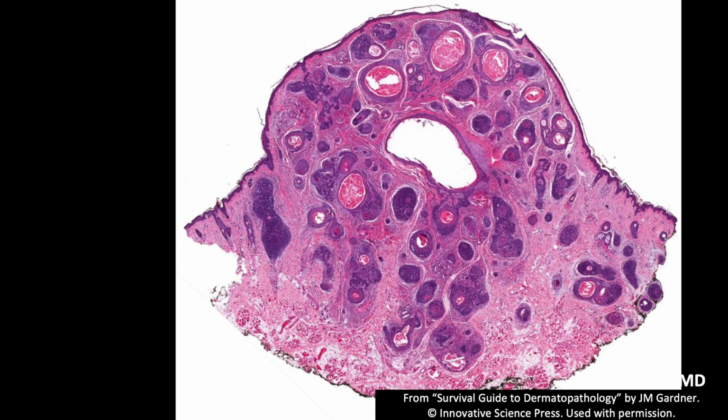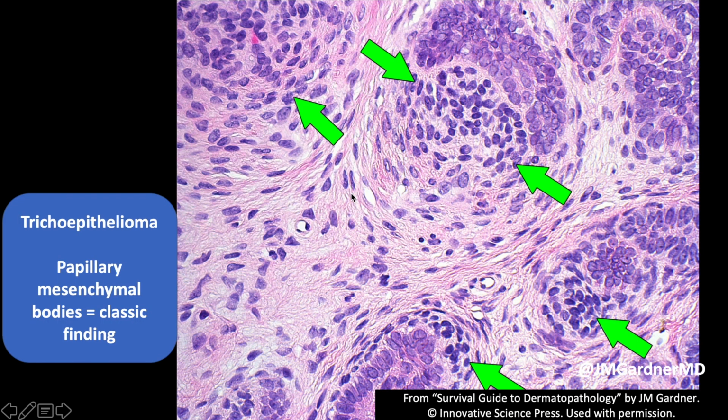Now this looks kind of like a basal cell carcinoma from low power. It does have some cystic spaces filled with keratin, which basal cell carcinomas often have, actually. But when we look closer, you can see that there's this funny cellular stroma and these round to oval stromal cells. If you did a keratin stain, these would be negative. They're actually stroma, not tumor cells, not epithelial cells. And these rounded stromal cells are pushing into the basaloid nest. That's a classic feature. That's called a papillary mesenchymal body.